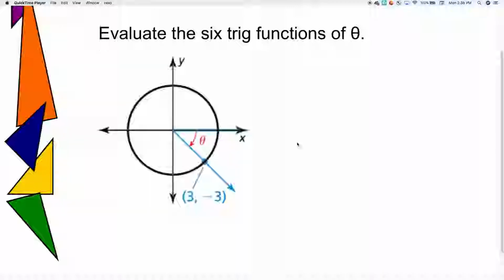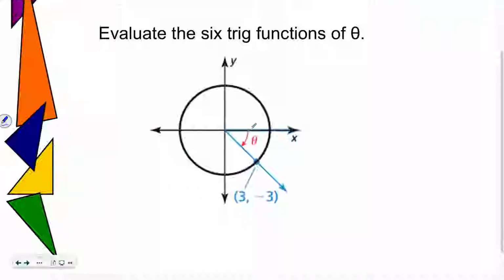The correct triangle: I have my angle in standard position going right here. And we've got this point right here at (3, -3). The triangle that we're going to draw is going to go back to the x-axis. So from that point (3, -3), you should draw up to the x-axis.